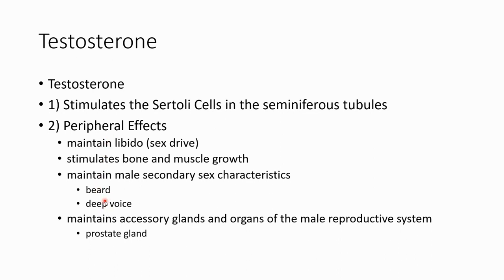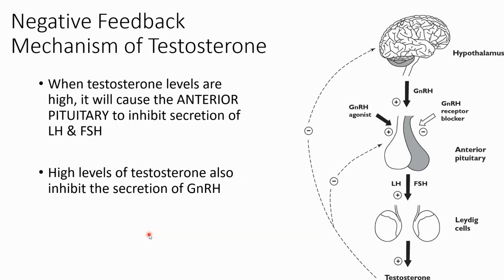Well, you've got your peripheral effects, which aren't directly involved in sperm production. It's going to maintain the sex drive of the male, stimulate bone and muscle growth, maintain male secondary characteristics, which is going to be beard and deep voice, and maintain those accessory glands and organs, which we mentioned previously, for example, the prostate gland.